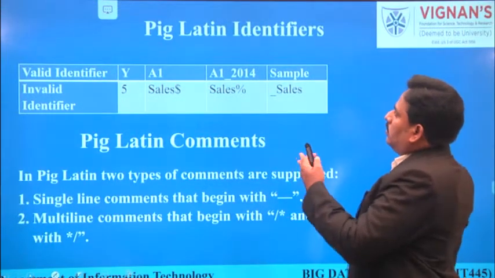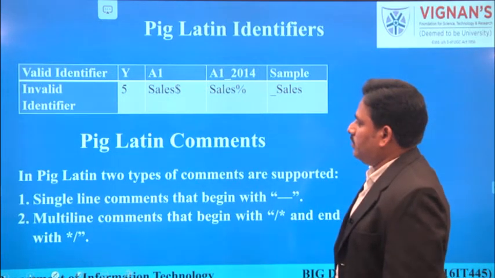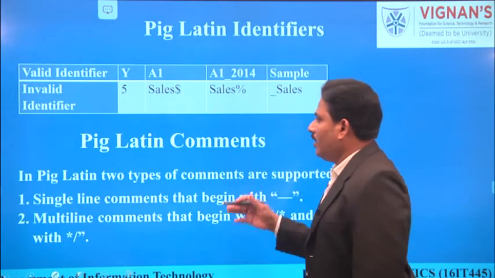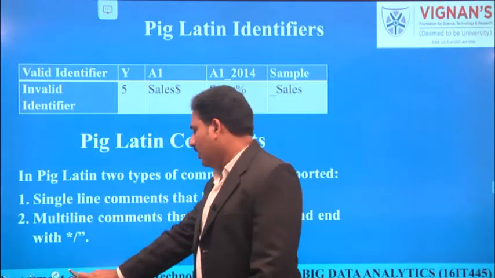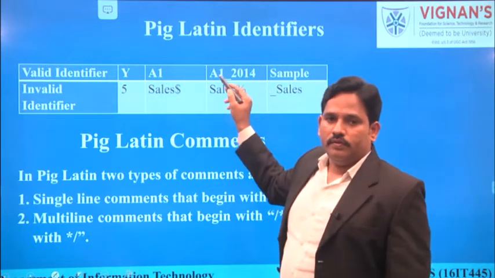Now, what are the valid identifiers here? Now look at here. Whenever you want to declare a variable, how to declare a variable in Pig environment? Just here we are having some examples. On the first row, we have given some valid identifiers.